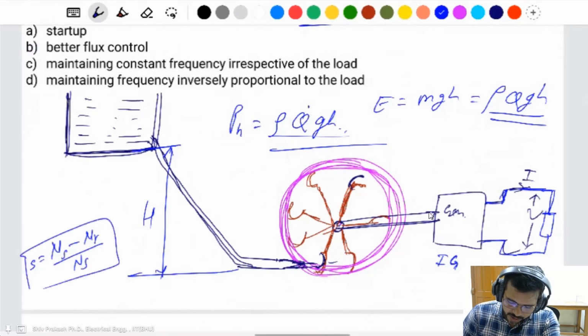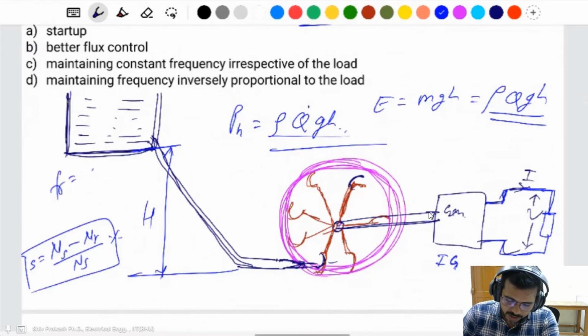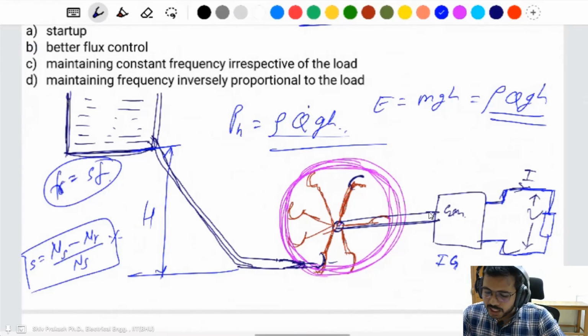This is the NS, the percentage of slip. Because of the slip, the frequency also changes. The generated frequency will change when slip changes because the load varies. When the load varies, the speed of the generator will vary, and then the frequency also varies.